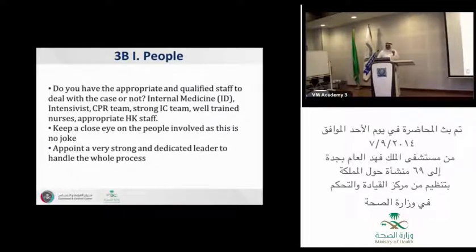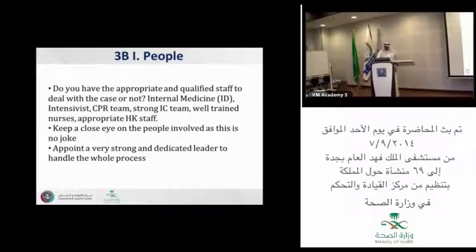Just sit down with yourself and ask yourself a very straight question. Do I have the qualified and the appropriate people to do so or not? Think of the internal medicine. Think of the intensive care. Think of the CPR team. Think of the infection control team, the nurses, and the housekeeper. These are the 5 or 6 critical people who will immediately take care of the patient during his stay in the hospital. If you don't have those people available in your hospital and closely monitored by you, do not take the case. Say, I'm sorry.